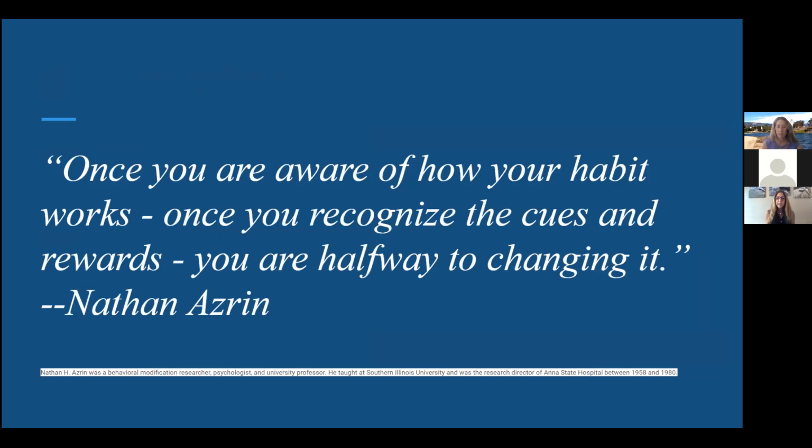So there's another researcher, Professor Nathan Azrin, who did a lot of research on this behavior modification. And he states, once you are aware of how your habit works, so once you recognize the cues and the rewards, you're already halfway to changing it. So it kind of reveals that it's that awareness piece and being able to recognize not just the cue, but the habit and the reward, right? So the whole kind of circle that we looked at. And that's your first major step to making what we would like to be a permanent behavior change.